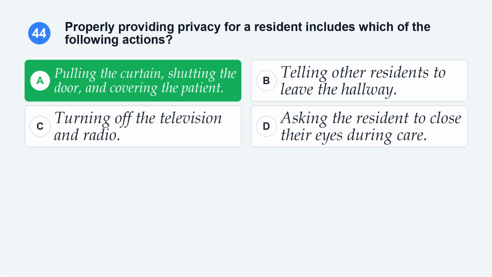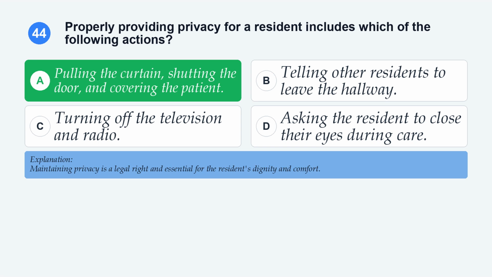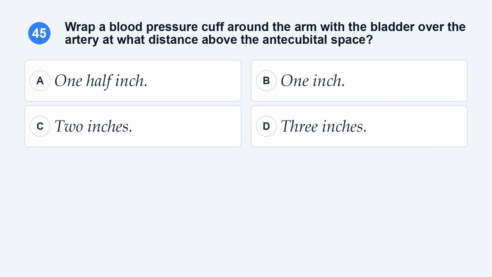The correct answer is option A. Pulling the curtain, shutting the door, and covering the patient. Explanation. Maintaining privacy is a legal right and essential for the resident's dignity and comfort. Question 45. Wrap a blood pressure cuff around the arm with the bladder over the artery at what distance above the antecubital space?